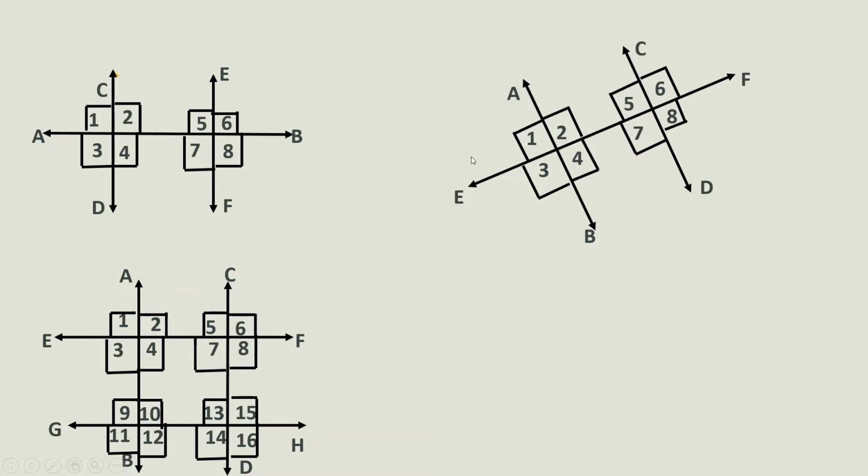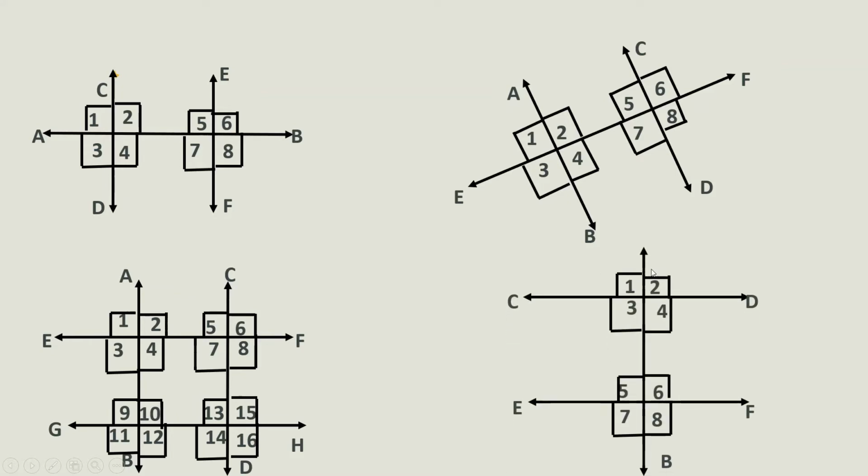In this figure, the transversal line is EF, and it passes through two lines that are parallel and they form right angles as they intersect. So this is a perpendicular transversal. Here, this is also a perpendicular transversal because this line, AB, passes through two parallel lines, CD and EF, at right angles.